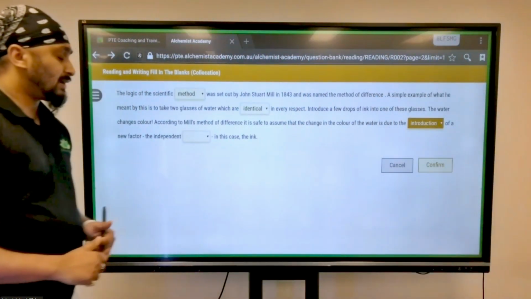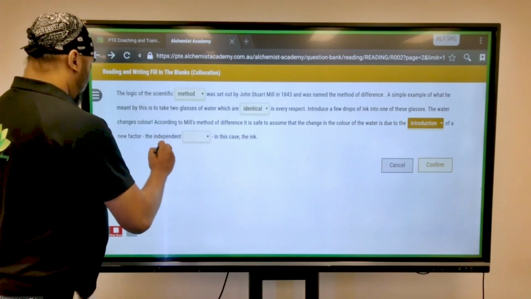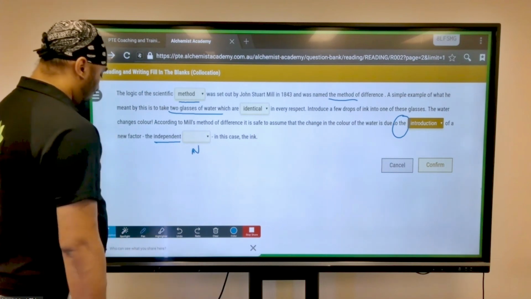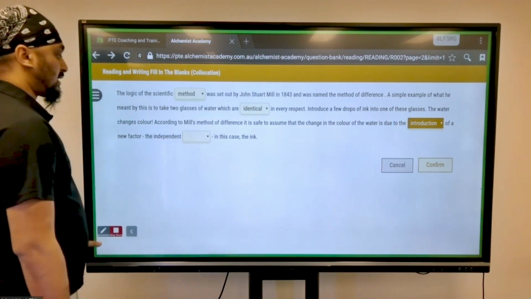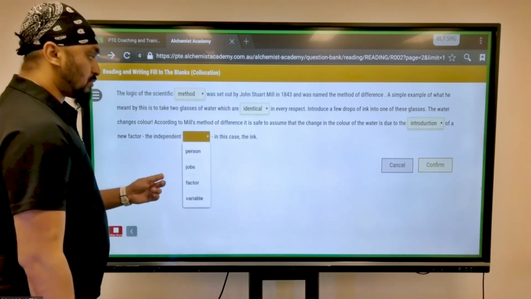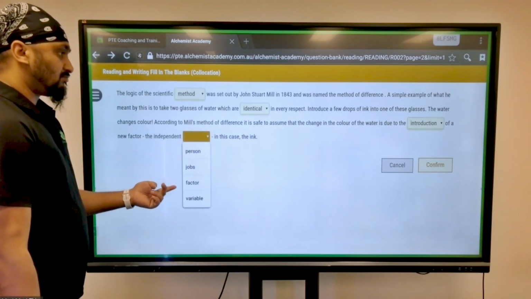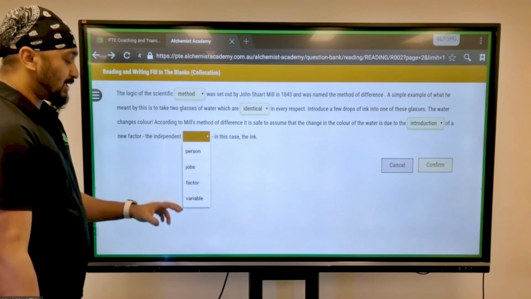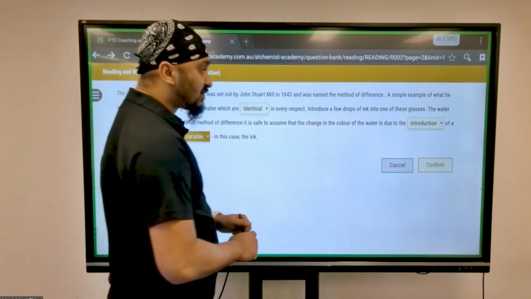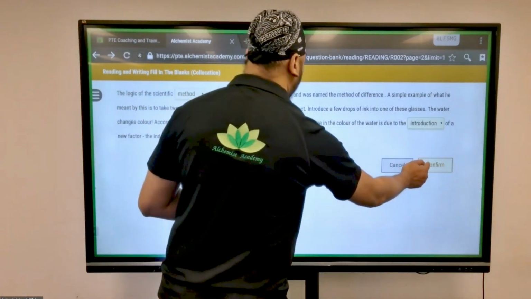The independent dash in this case. Again, over here you've got the word independent. Now, independent is an adjective, so this should be a noun as well. So let's have a look what would be the right answer. An independent person, no, because you introduced a color, so the color is not a person. Independent factor, not really. I'll say variable because it is independent by itself. He changed something. He varied the color of the water, right? So this should be the right answer.